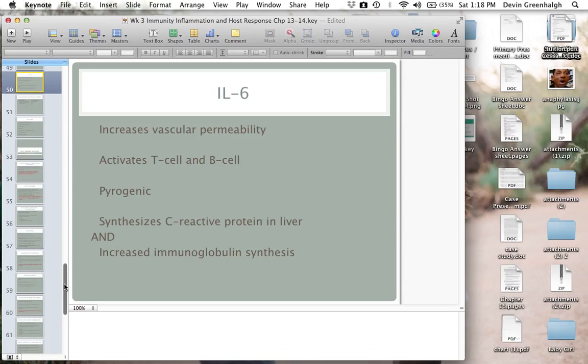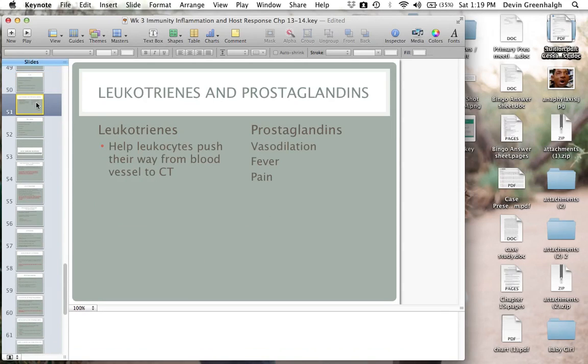Interleukin 6 increases vascular permeability. It activates B and T cells again. It's also pyrogenic, and it synthesizes C-reactive protein in the liver and increases immunoglobulin synthesis. Leukotrienes and prostaglandins. What are leukotrienes? They help leukocytes push their way from the blood vessel to connective tissue. What are prostaglandins? Prostaglandins create vasodilation, fever, and pain.